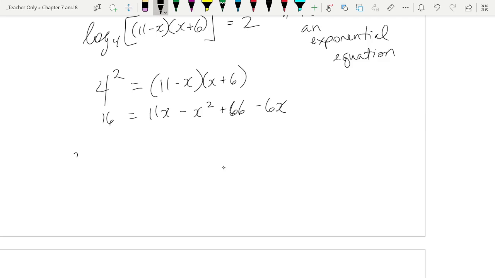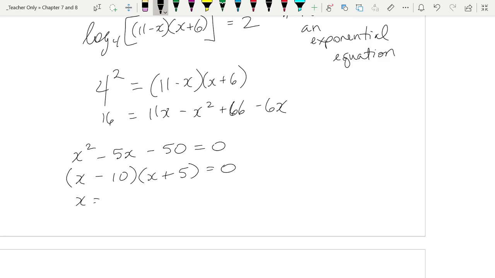But let's see, we're going to move x squared to this side. 11x minus 6x is 5x. Move that to the other side, it becomes minus 5x. And moving 66 to the other side makes it a minus. So I minus 66 from both sides, and I get negative 66 plus 16 is minus 50. All right. Does that factor? Yes, it does. Minus 10 and plus 5. So x is 10 and x is negative 5.